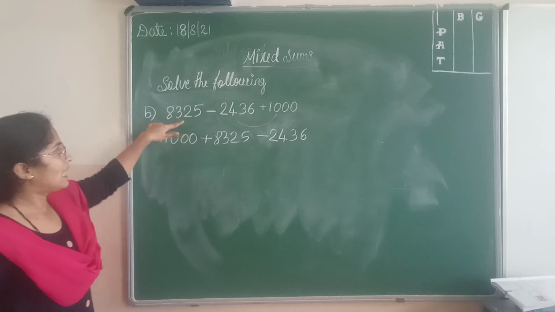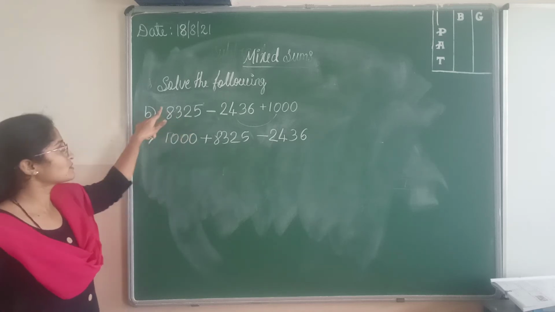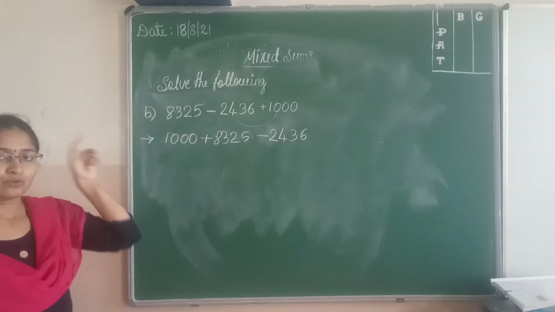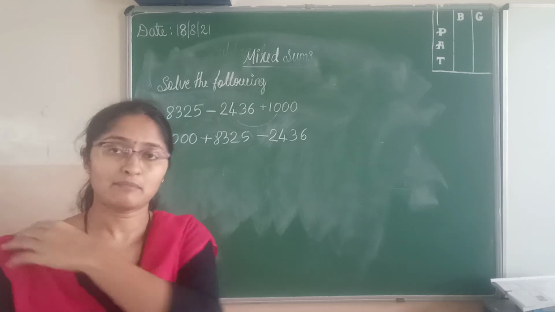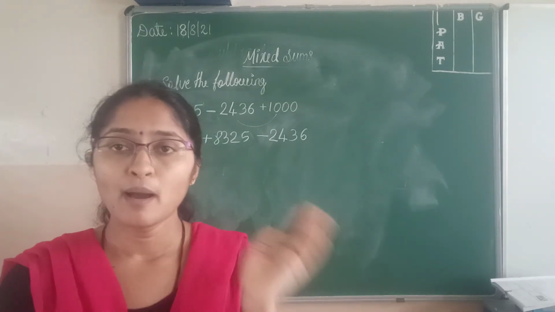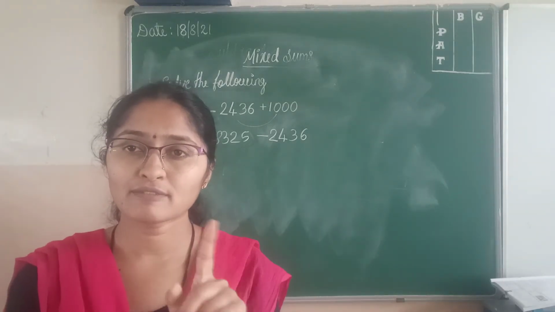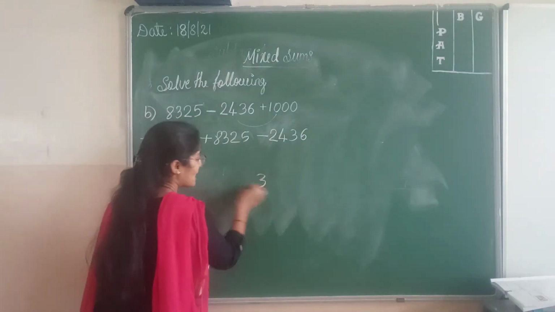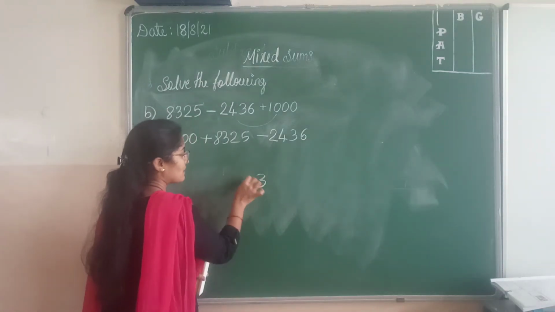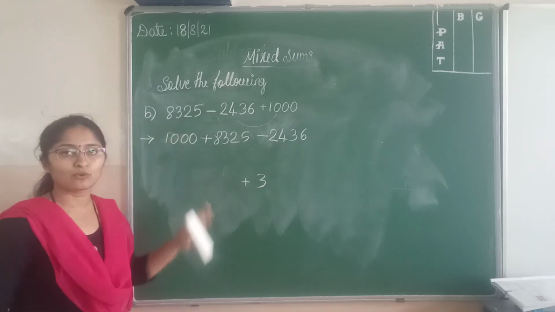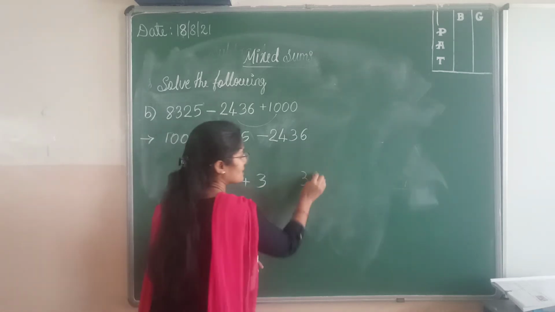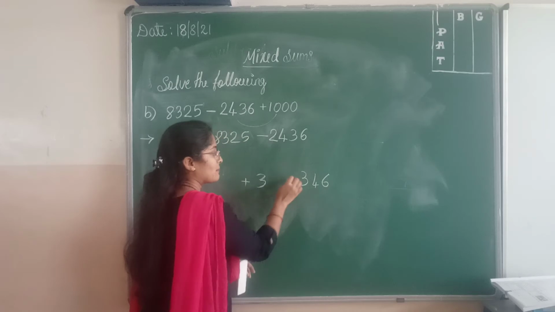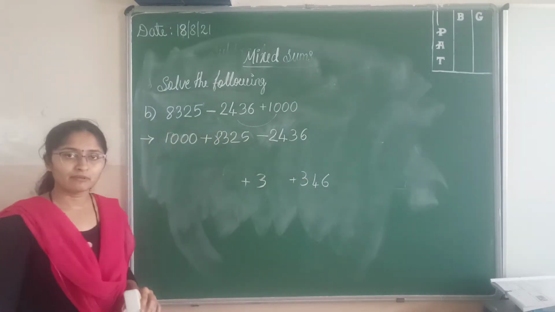So for this number, there is no sign before this number. So observe, children, before every number there will be an addition sign. If it is not written, it is understood. Like if it is 3, it will have a plus before it. If it is 346, it will also have an addition sign before it.